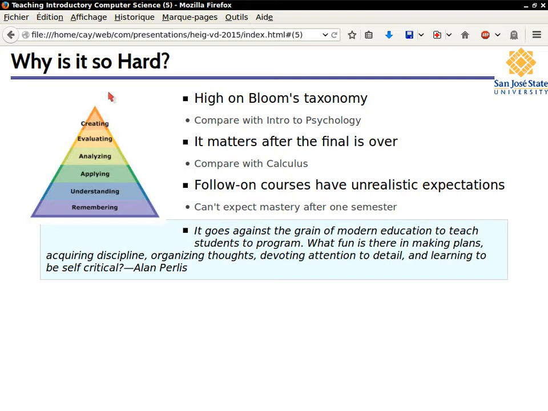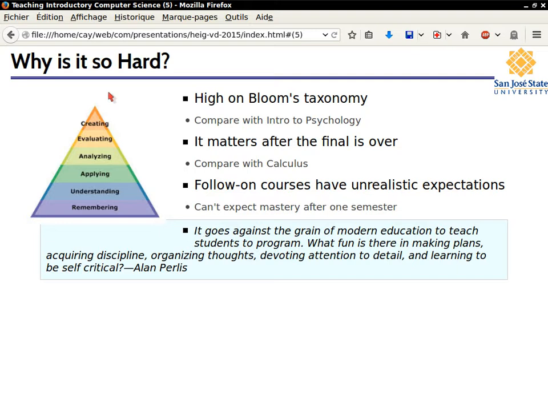The other thing is that follow-on courses do often have unrealistic expectations. That the expectation is that the student is perfectly able to do advanced things after the end of the first semester. And so that's something that's not necessarily possible. And I'll talk about that a little bit more. The other thing is, of course, that students are having a hard time being asked to do something that really is not only challenging, but it's also very different from experiences that most of them had in high school.